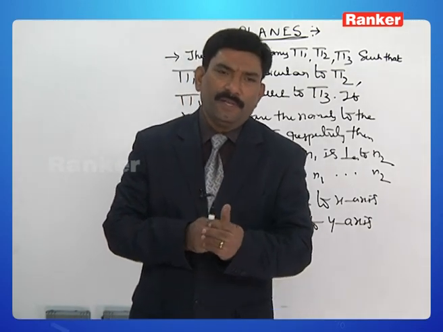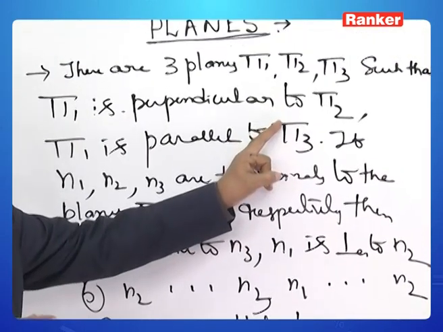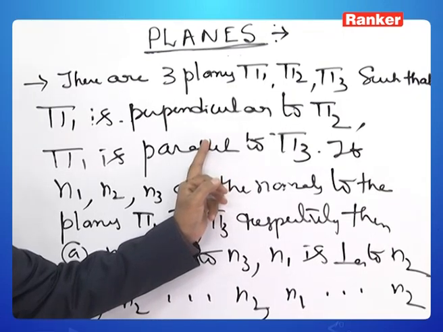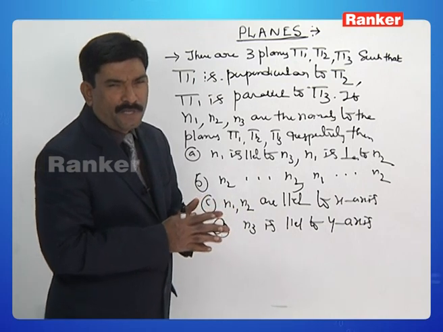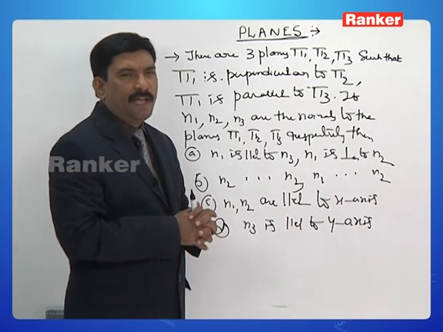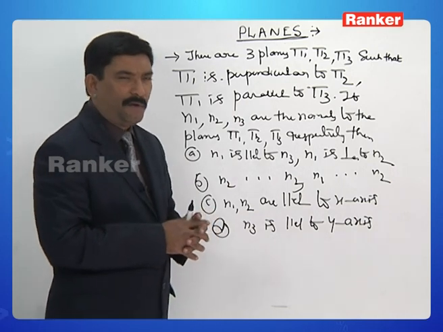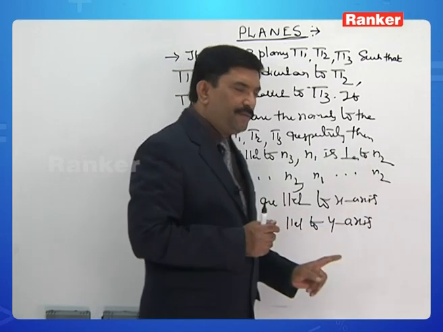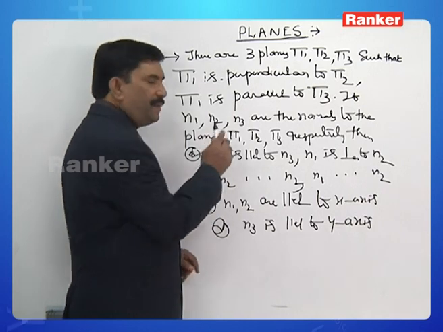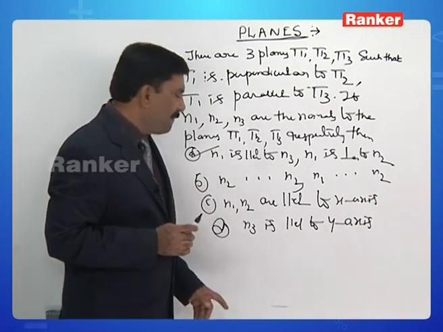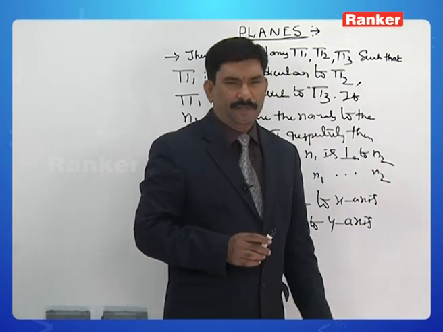N1 is perpendicular to n2. So let us see, plane 1 is perpendicular to plane 2. That means n1 is the normal for the first plane, n2 is the normal for the second plane. So therefore, the angle between the normals n1 and n2 is 90 degrees. Therefore, n1 is perpendicular to n2, and n1 is parallel to n3. So the correct answer is the first option, option A: n1 is parallel to n3 and n1 is perpendicular to n2.